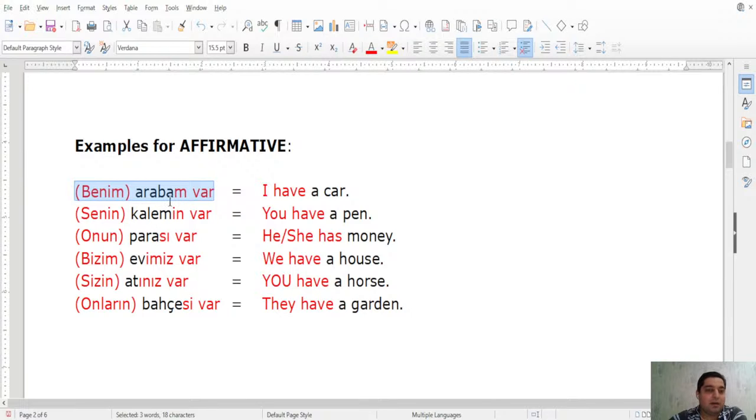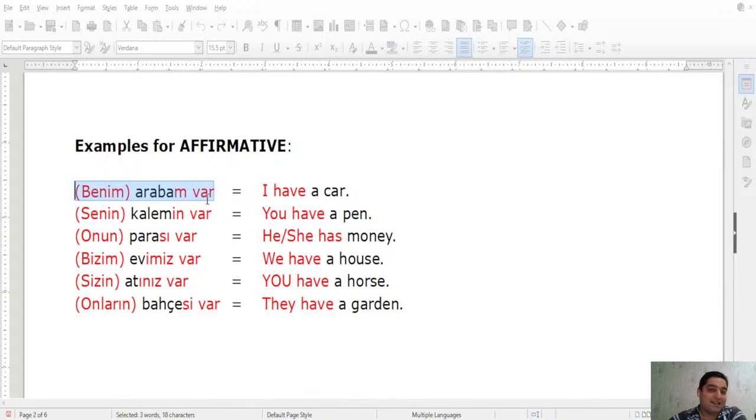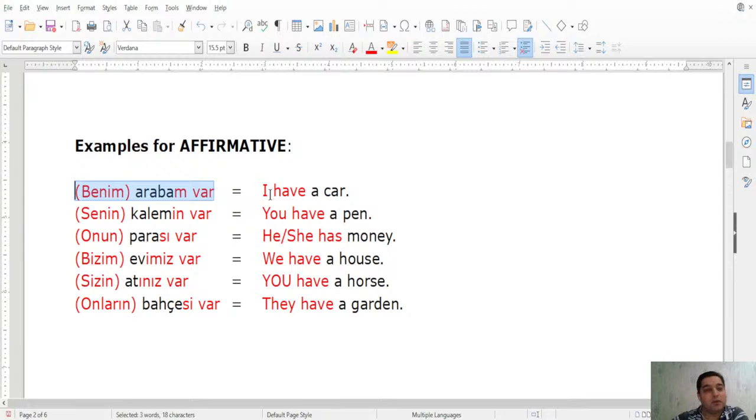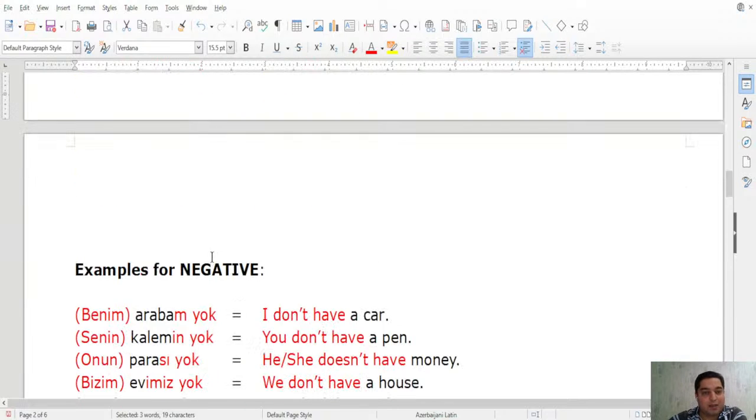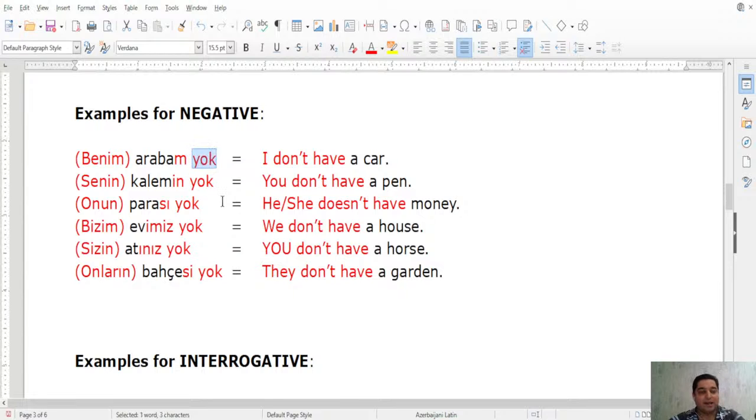If you say benim arabam var, it means my car exists. But figuratively it means I have a car. Senin kalemin var means your pen exists. So you have a pen. And so on and so on. Okay, and yok means doesn't exist. So if you want the negative one, it means doesn't exist. Okay, it's not there.